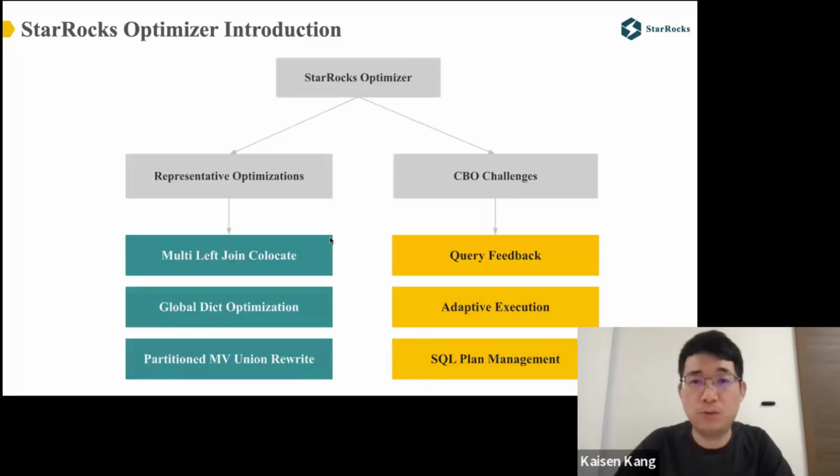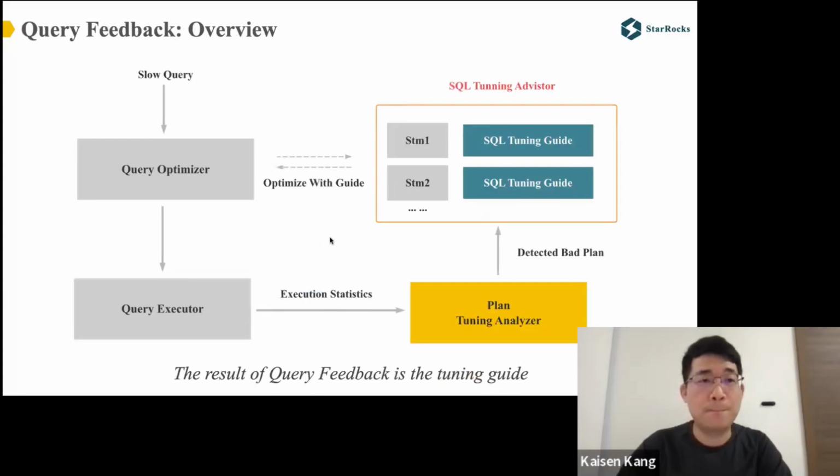Now let's move to the query feedback part. As mentioned earlier, query feedback is used to solve the problem of inaccurate cost estimation caused by any reason. The core idea is to use the real runtime information to correct the bad query plan, so that the optimizer can generate a better plan next time.